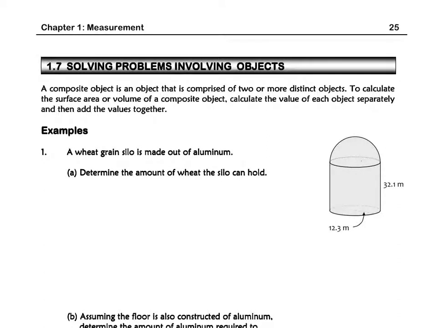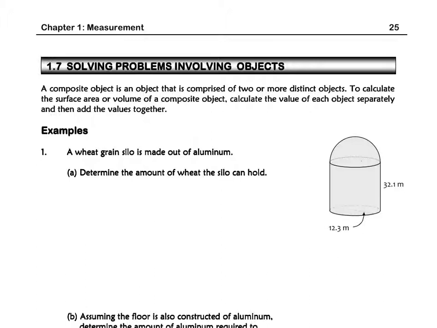Section 1.7 is on solving problems involving composite objects. Composite objects are objects that are comprised of two or more different shapes or different objects. So when you're calculating the surface area or volume, you have to consider the parts which make that whole object. For example, the first one: a wheat grain silo is made out of aluminum.